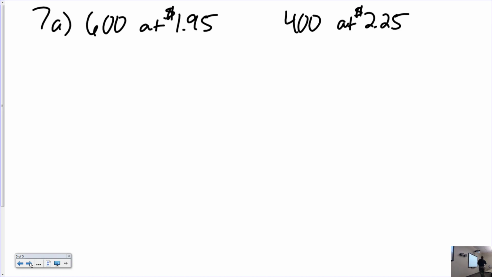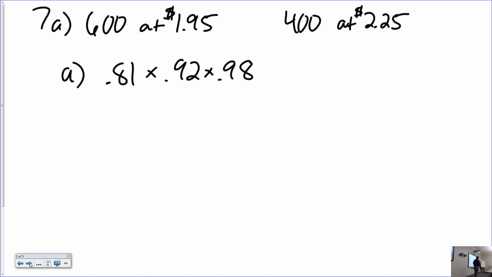All right, so the first thing I asked for was the single equivalent discount rate. The single equivalent discount rate, first thing you have to do is calculate the net price equivalent discount rate. So multiply by the complements. 819298.